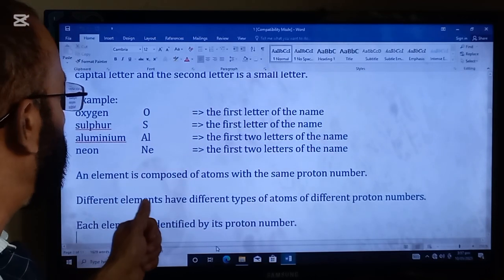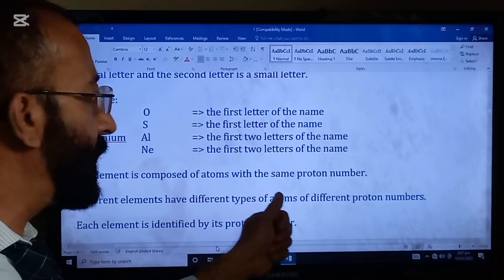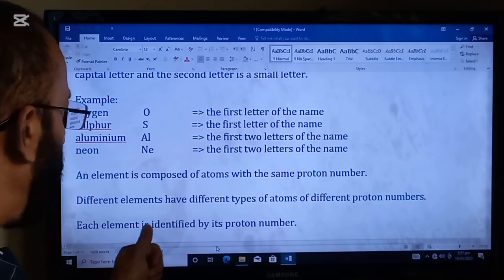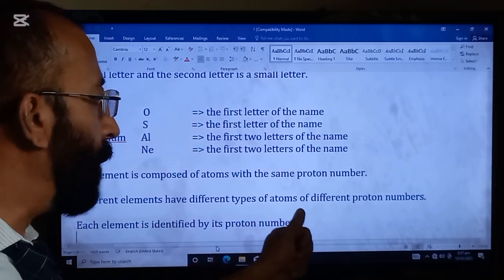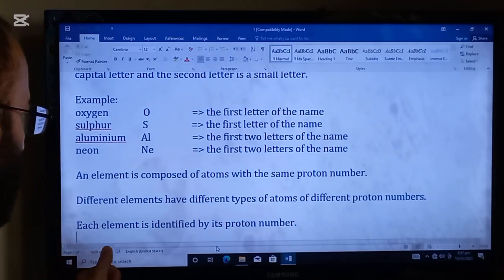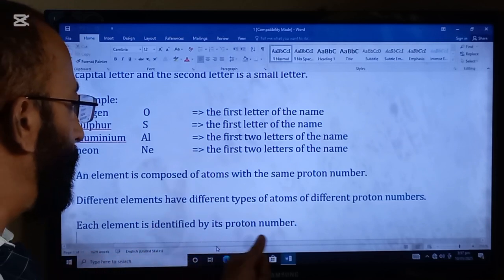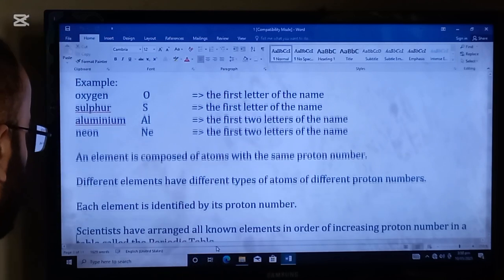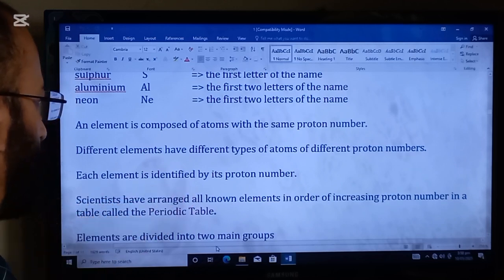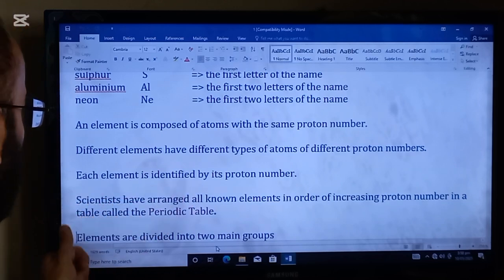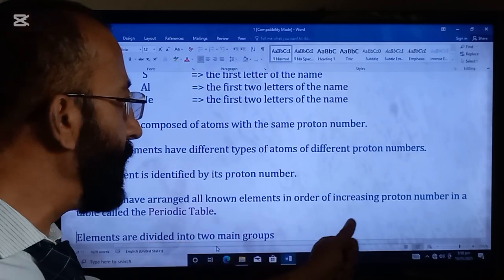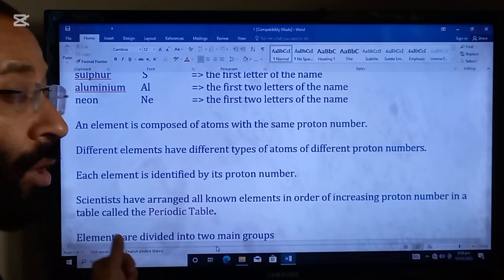An element is composed of atoms with the same proton number. Different elements have different types of atoms of different proton numbers. Each element is identified by its proton number. So if we are given the proton number, we can identify the element. Scientists have arranged all known elements in order of increasing proton number in the table called periodic table.